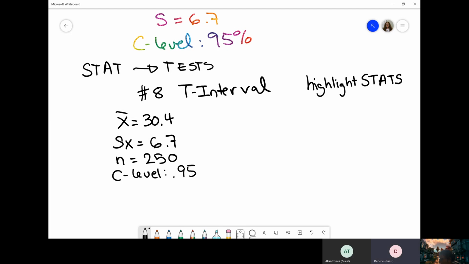No, did you press enter? I think I have to go back. Let me go back to where it was. Stat, tests, T interval, number 8. Enter. Okay, so 30.4 for the mean. Sx is 6.7. n is 250. The C level is 0.95. Press enter and then highlight calculate.